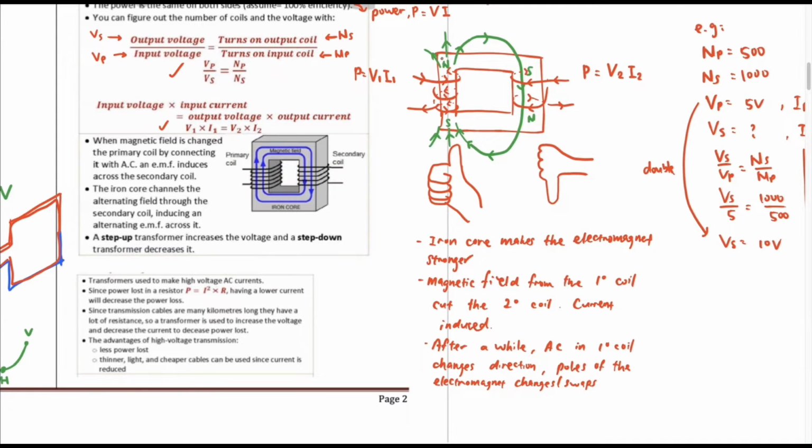Then after a moment again, the direction here changes. Then here becomes North Pole again. Then the magnetic field will cut for the 3rd time, then cut again for the 4th time, and again for the 5th time, and it will keep cutting the secondary coil and keep inducing current. So that's why we need to use alternating current.